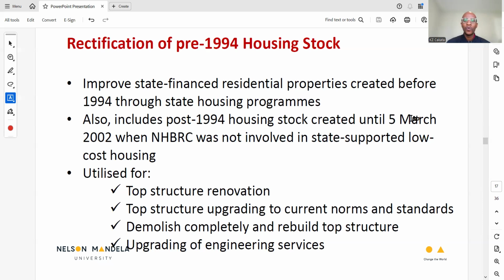And so all the houses pre-1994 and post-1994, all the way to 5 March, before NHBRC was involved in low-cost housing, and it can be utilized for the renovation of a top structure, upgrading of the top structure to meet the norms and standards, or a complete demolition and rebuild and an upgrade of the engineering services.